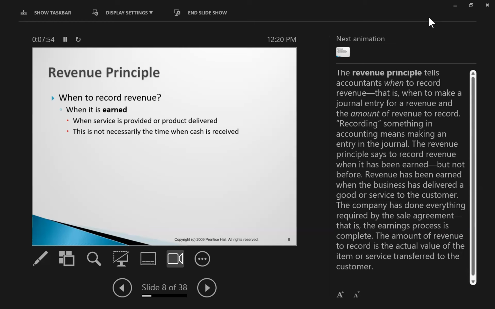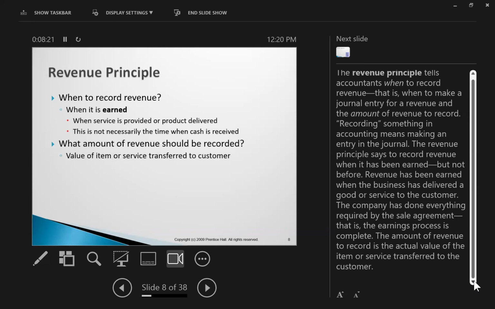Revenue has been earned when the business has delivered a good or service to the customer. The company's done everything required by the sales agreement, whatever it is, and the earnings process is now complete. We have formally earned it. So the amount of revenue to record is the actual value of the item or the service that was transferred to the customer.